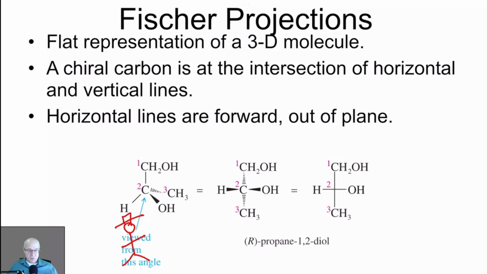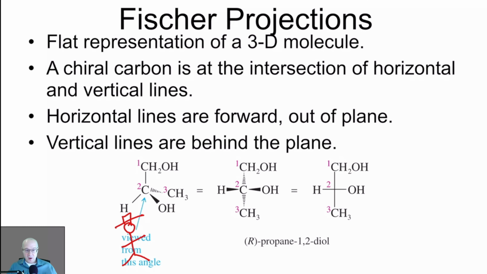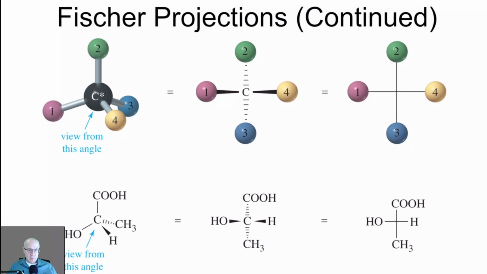So this is some stuff to write down. A Fischer projection is a flat representation of a 3D molecule. The chiral carbon is at the intersection of the horizontal and vertical lines right here. So that's a carbon right there. It's the chiral carbon. Horizontal lines are coming at us. Vertical lines are going away from us, or behind the plane.